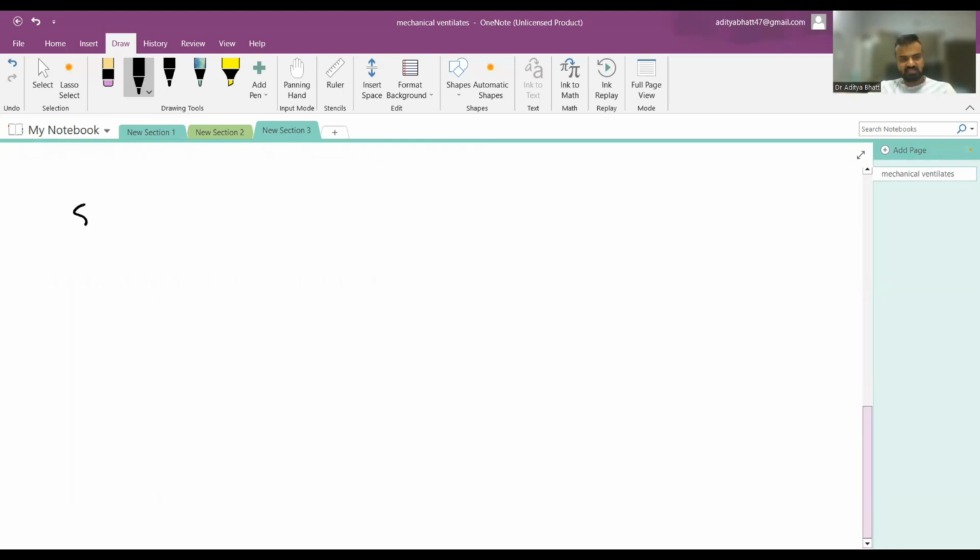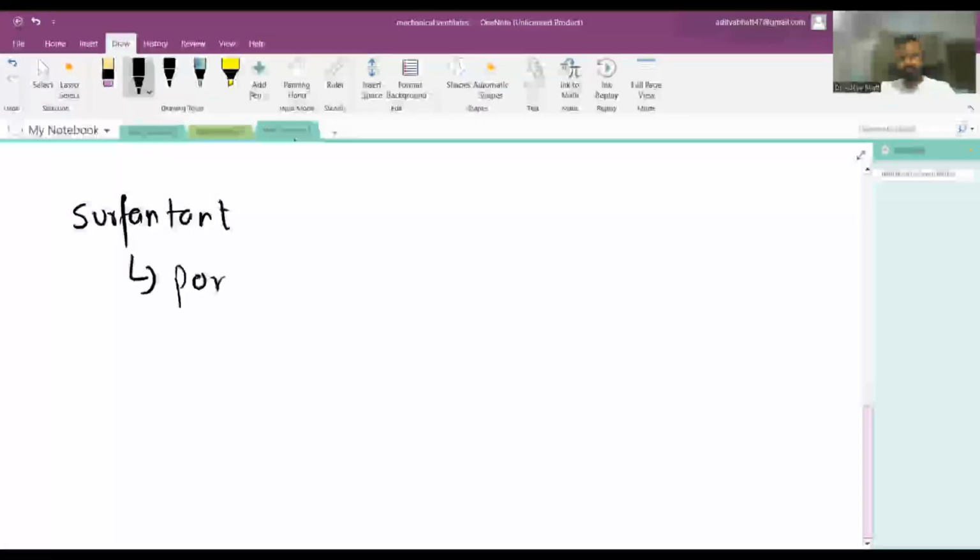Okay. The next is surfactant. If you have RDS associated with PPHN, surfactant is very important. Poractant, which is Curosurf, or you can also give Survanta, whatever is available at your place. So this is very, very important.